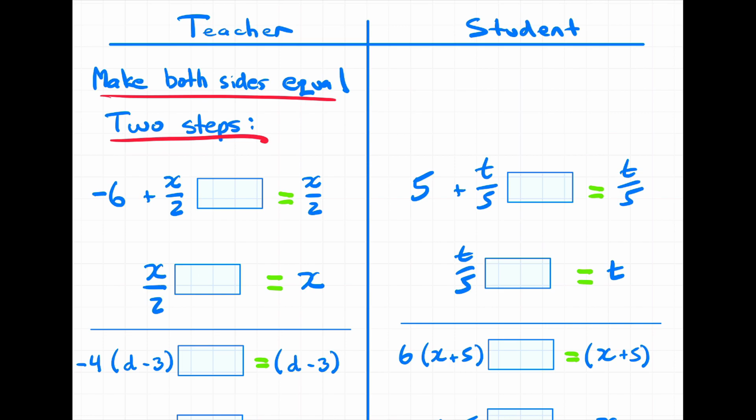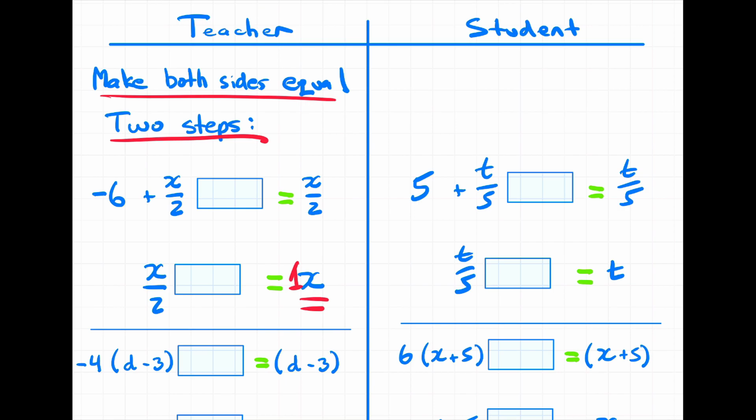Okay, in the last examples, we looked at some one-step equations, and we're now going to move on to two-step equations where we make both sides equal. So that means to end up with a value of 1x or 1t or 1m, we're going to need to perform two inverse operations.